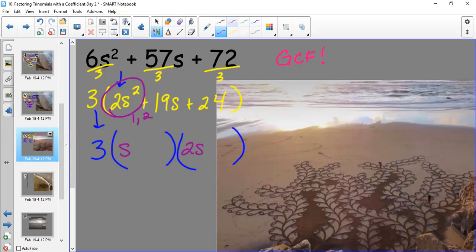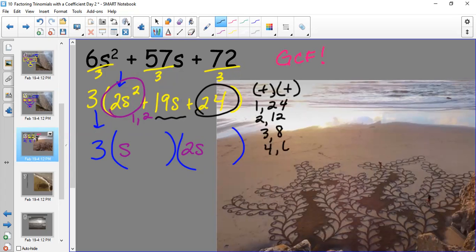All right, options that multiply to get 24. It's a positive, and if I look at the middle term, also a positive, so I know I'm going to have a positive times a positive here. Options I have are 1 and 24, 2 and 12, 3 and 8, or 4 and 6. I've got quite a few options. Keep in mind, I want my outside and inside terms to add up to give me 19x. And again, this method's called guess and check because we're literally going to guess and check. And you can kind of be smart about it.